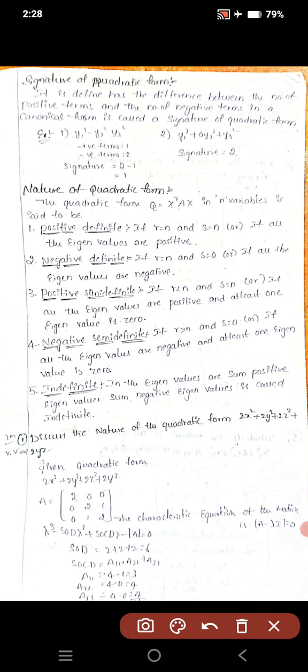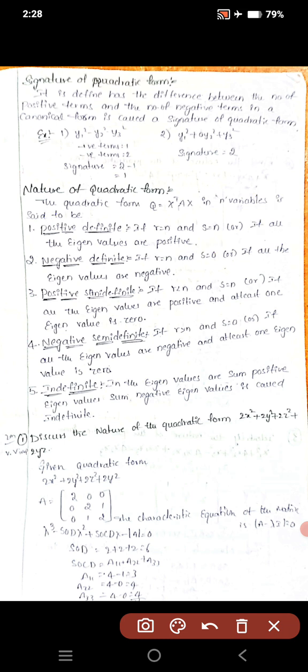Now the next topic is the nature of the quadratic form. Very important. Questions are asked on this. The quadratic form Q = X^T A X in n variables is said to be, first, positive definite. What is the condition here? If r is equal to n, rank equal to the number of variables, and index equal to the number of variables, then it is positive definite. Or simply, if all the eigenvalues are positive, it is called positive definite.